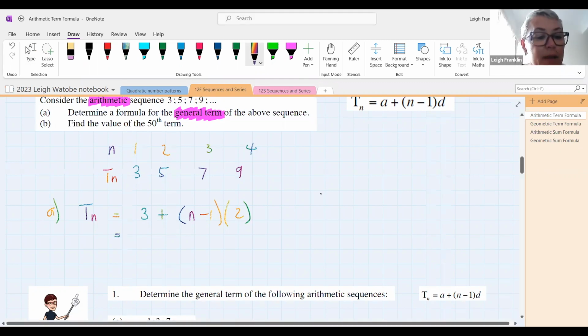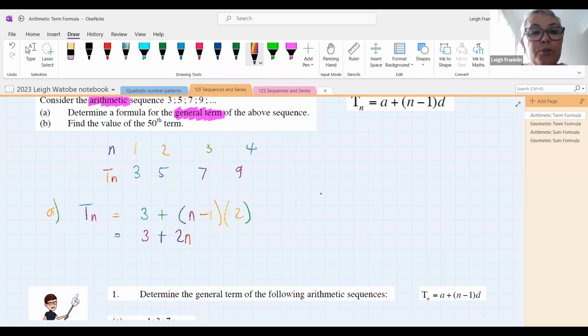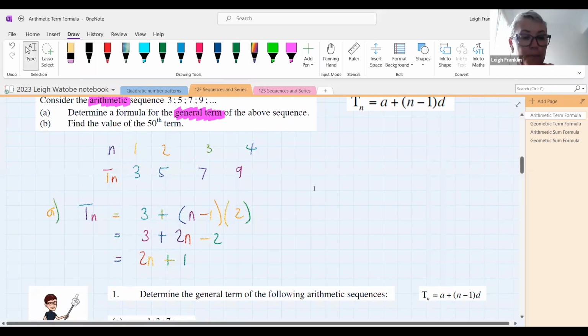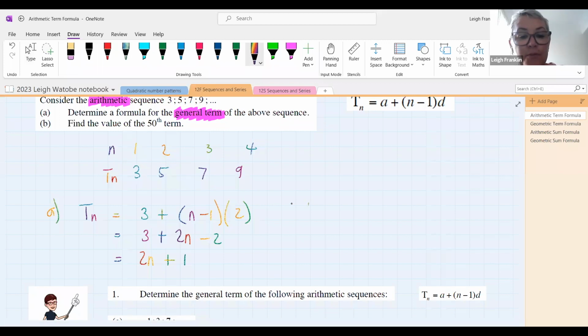And now we're going to end up saying 3 plus, remember we're distributing, so 2 times n is 2n, 2 times negative 1 is negative 2. So our final nth term is 2n plus 1. Then if they ask us to find the value of the 50th term, we can do it like this. So the value of the 50th term is 2 times 50 plus 1. So in other words, I'm just subbing straight in there.